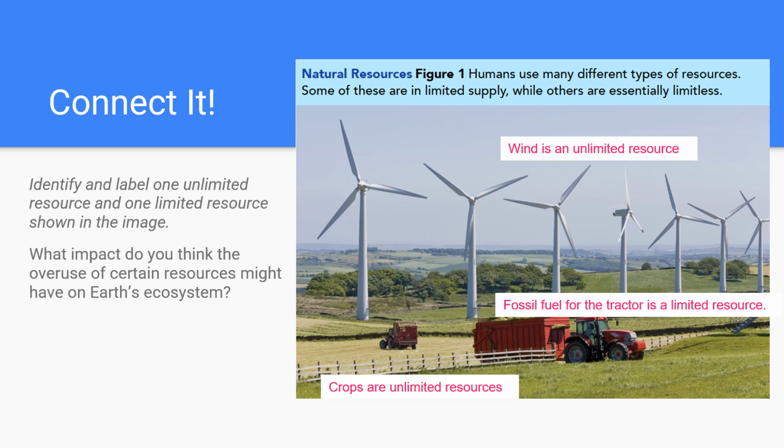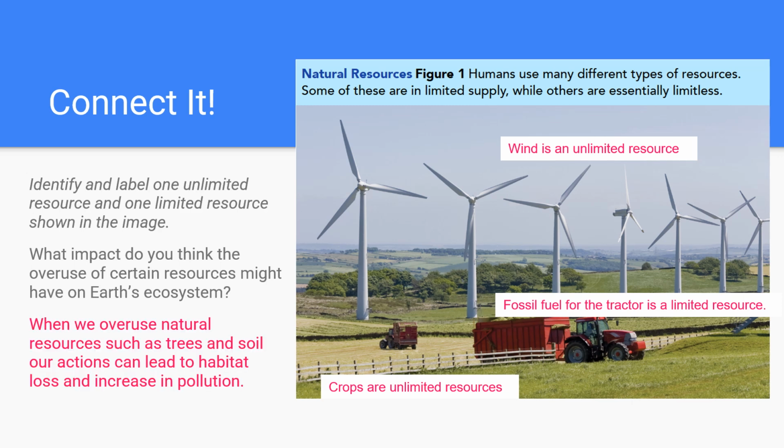Sorry, again, crops are unlimited resources, so there are 3 examples, you only needed 1 of each. And then in answer to that question, when we overuse natural resources such as trees and soil, our actions can lead to habitat loss and increase in population.